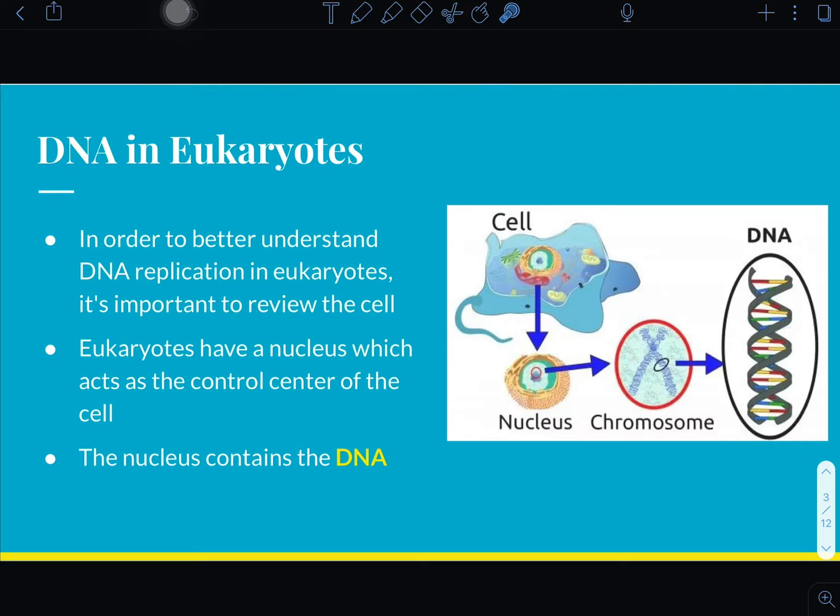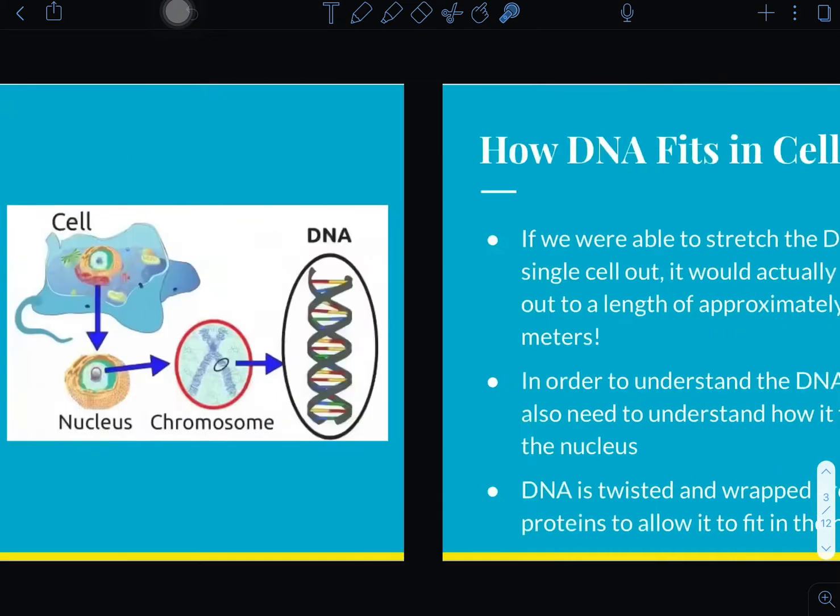In order to better understand that replication piece, it's important to remember some things about the cells. Eukaryotes have a nucleus, and you are a eukaryote. In that nucleus is the DNA, and that's important. During mitosis, that nucleus dissolved, right? But the DNA was housed inside the nucleus, and it's protected there.